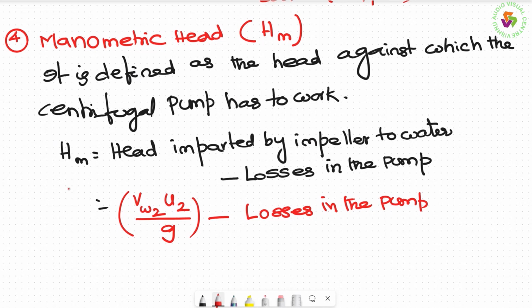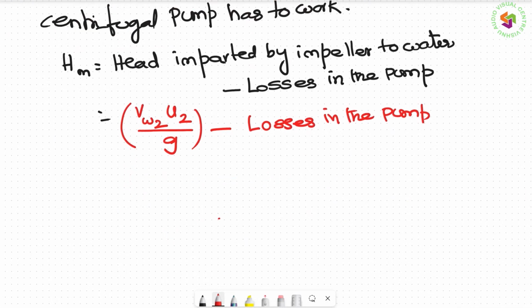So when we ask for head, Vw2 U2 by g, kindly remember that if you want work done, you have to multiply by gamma Q. This is one of the definitions of Hm. This is one definition actually.